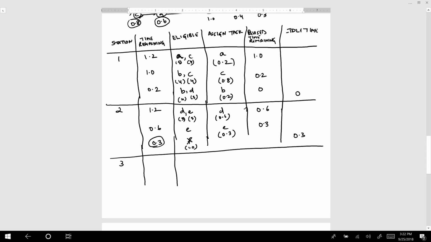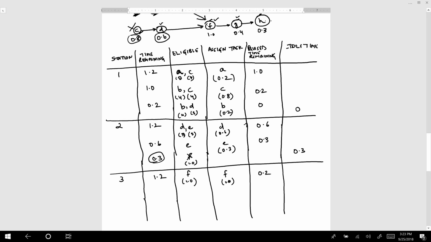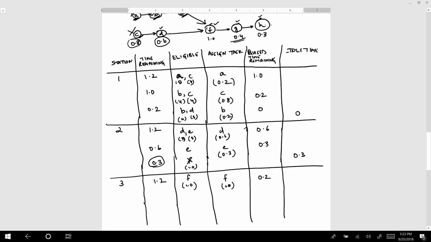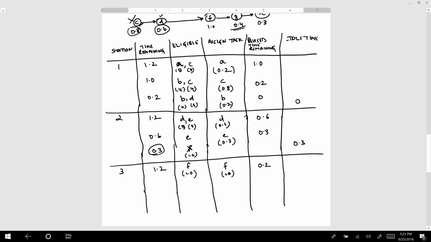So for workstation 3, I have again 1.2, and I have F as eligible, which takes 1 minute. So I will assign F, so it's 1 minute. So I will be left with 0.2. My next eligible task here would be G, which takes 0.4, and I have only 0.2, so I will just move to a new workstation. So here my idle time would be 0.2.